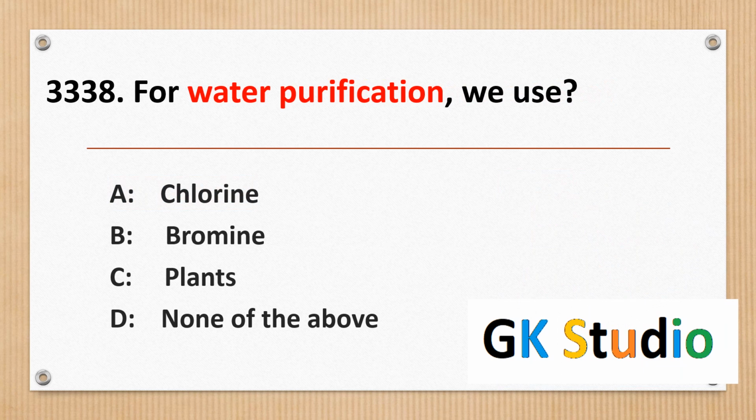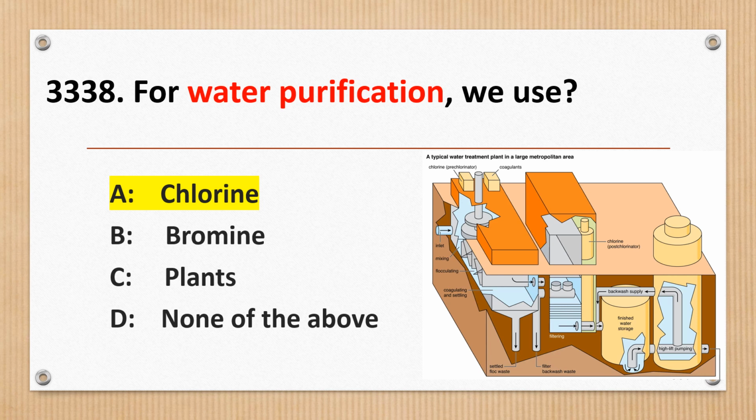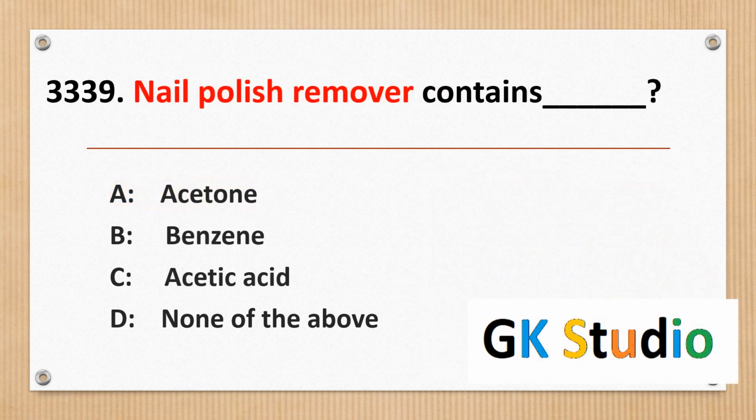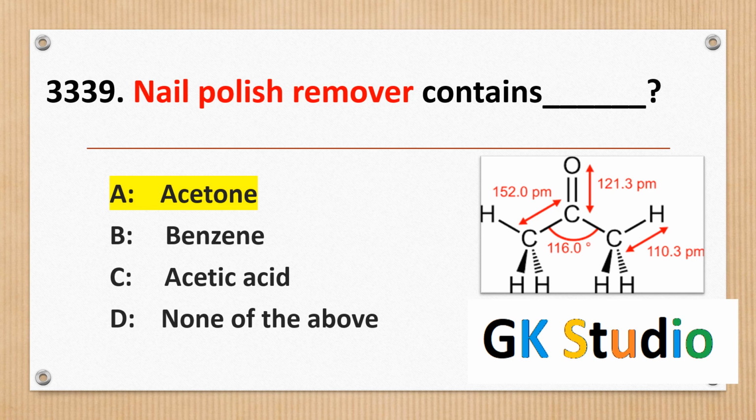For water purification we use chlorine. Chlorine is used for water purification. Nail polish remover contains acetone. Nail polish remover contains the acetone.